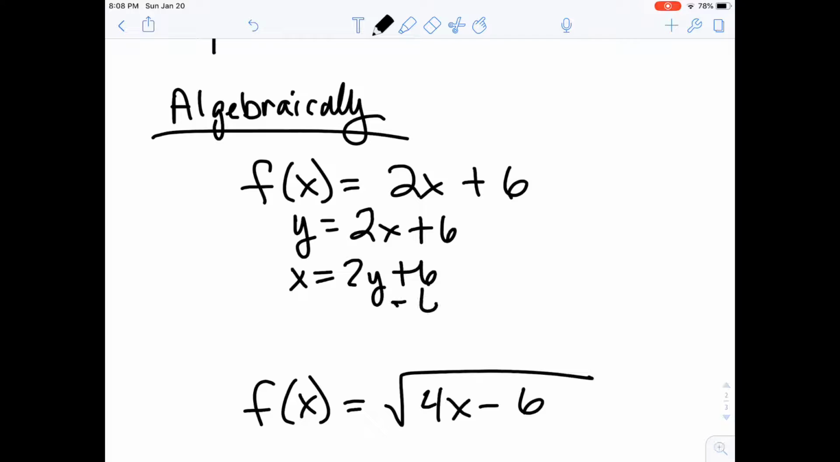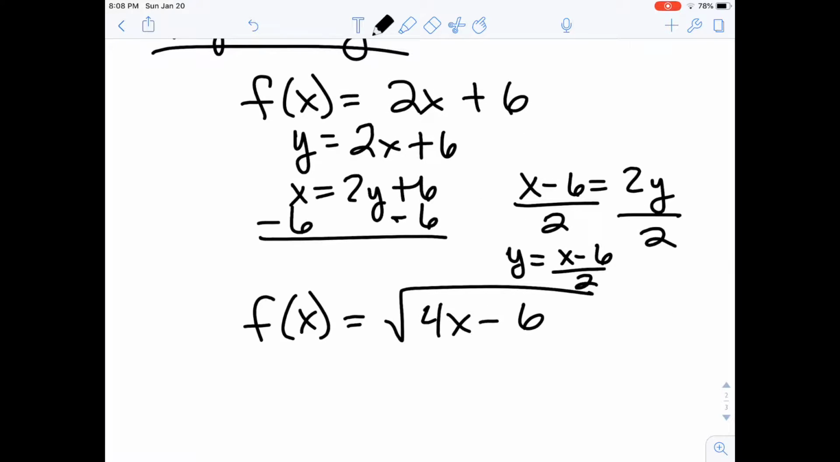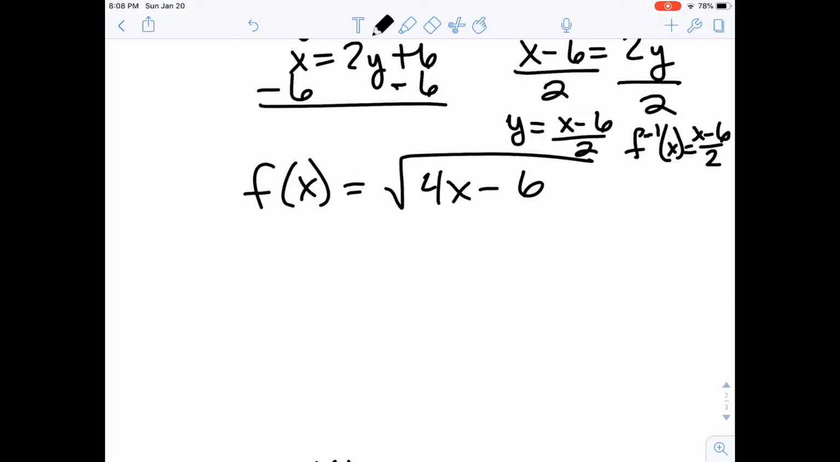Now you have this equation, and you want to solve this new equation for y. So I'm going to subtract 6. I'll get x minus 6 equals 2y. I'll divide it by 2. So y equals (x minus 6) over 2. Now they might write it as f negative 1 of x equals (x minus 6) over 2. That indicates that the inverse of f of x, which is what you started with, is equal to (x minus 6) over 2.